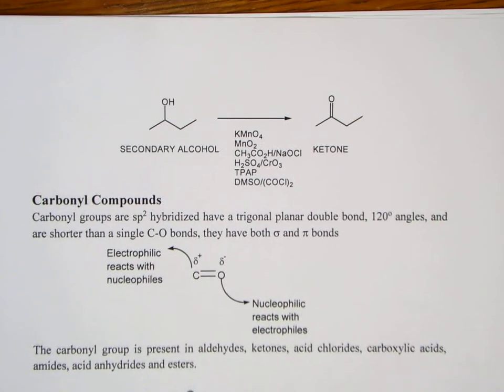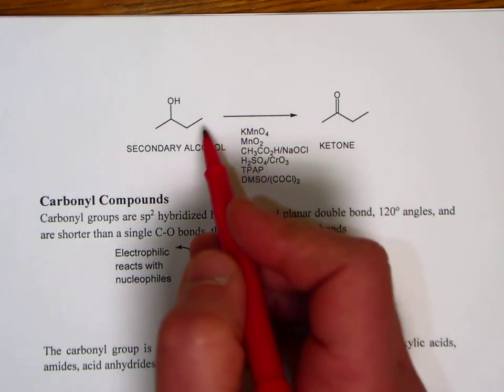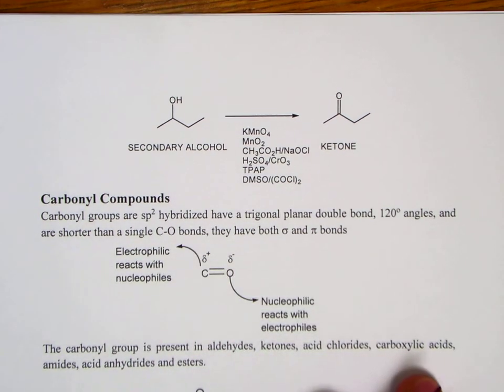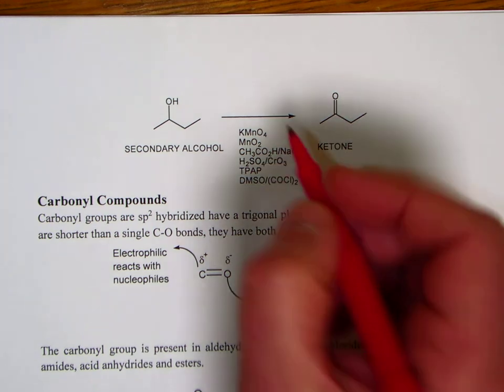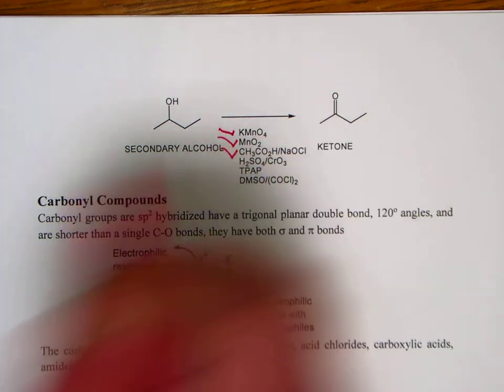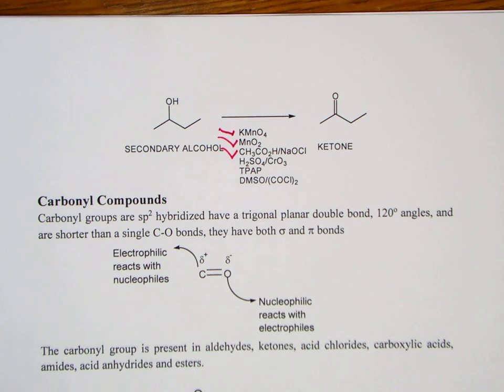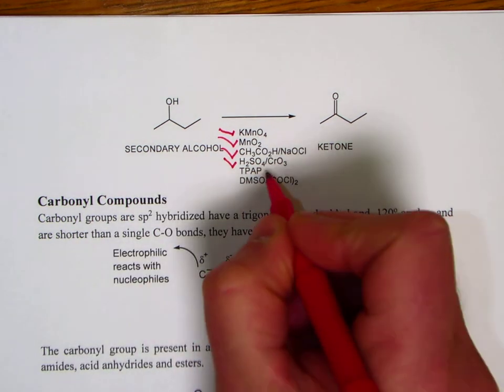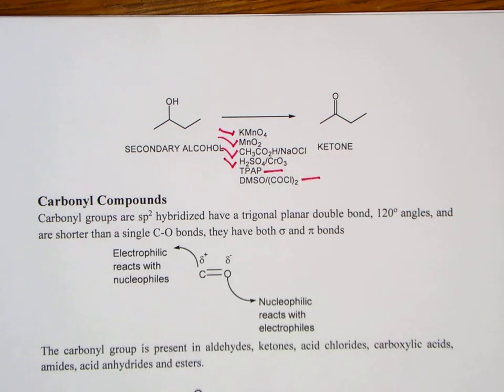If we take a look at the next page, we can see that secondary alcohols are oxidized to ketones. Obviously, I know these are all familiar to you now at this point, but we can either use the potassium permanganate, we can use the manganese oxide, we can use the acetic acid and sodium hypochlorite, we can use the sulfuric acid and chromium trioxide, we can use the TPAP, we can use the dimethyl sulfoxide and oxalyl chloride. All of these are ideal reagents for oxidizing secondary alcohols to ketones.